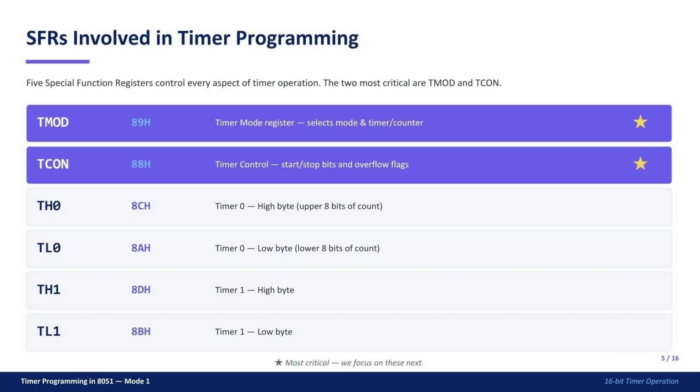Now let's quickly look at the special function registers or SFRs that we need for timer programming. There are 5 of them.